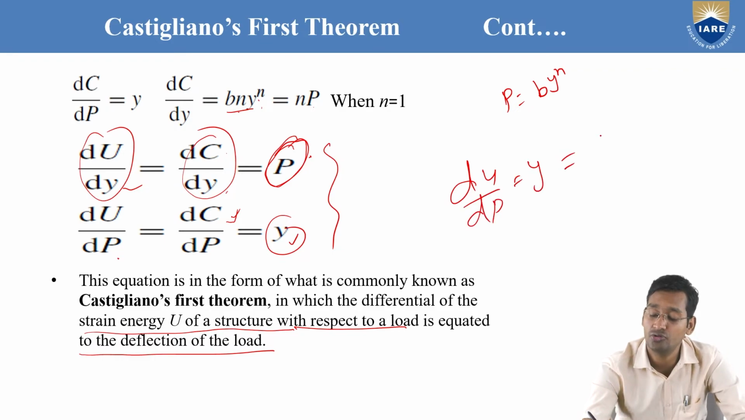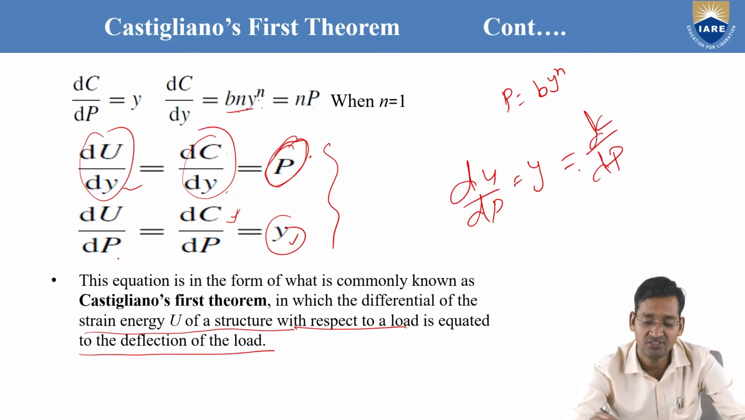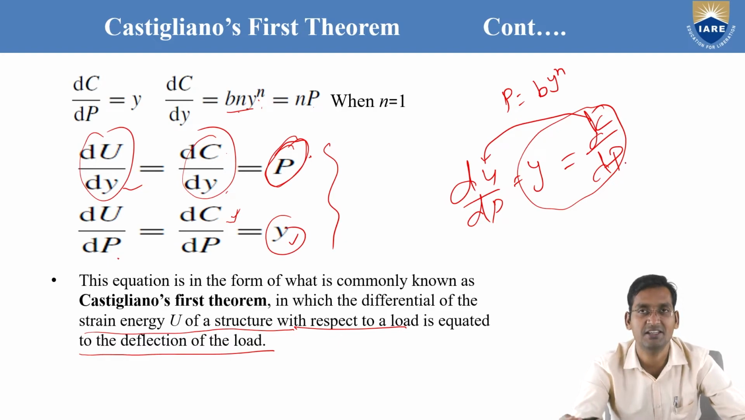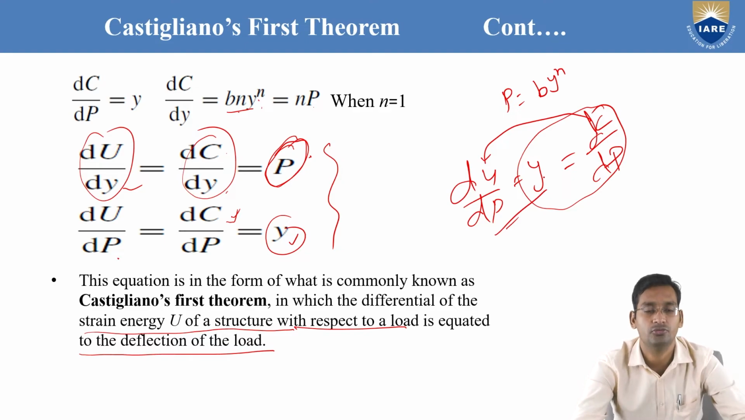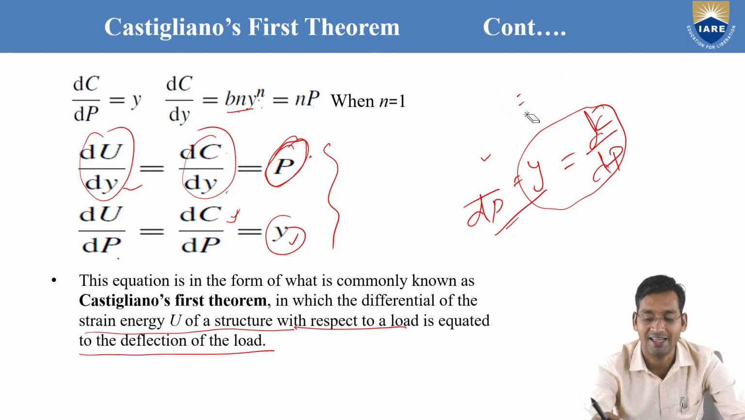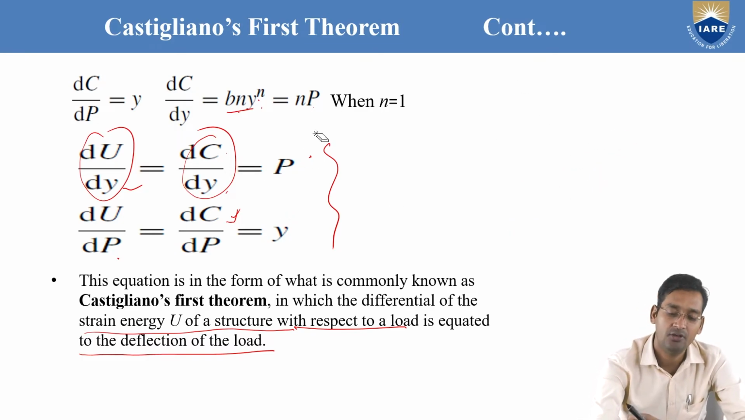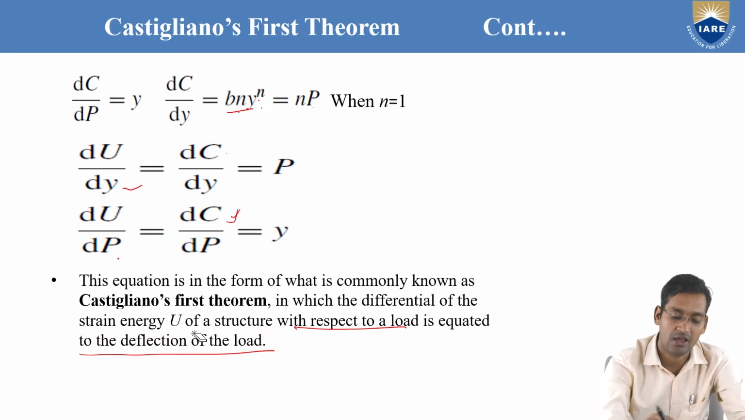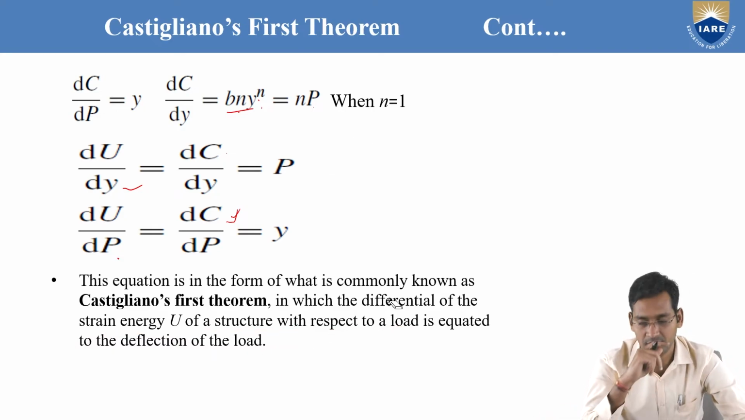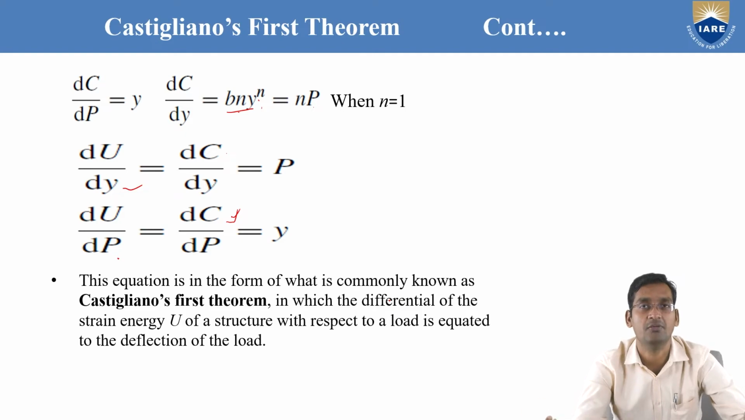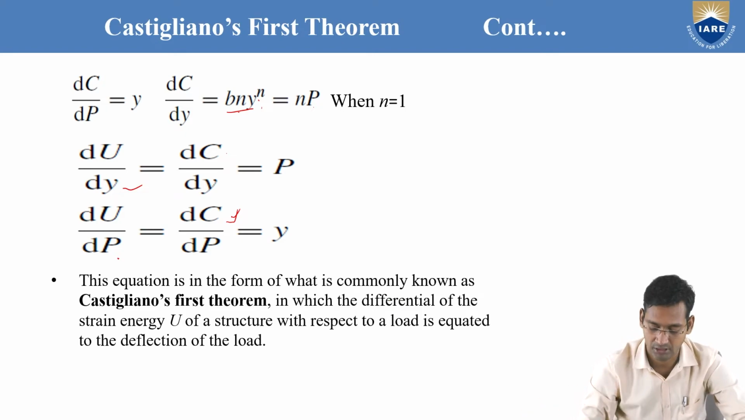That also is equal to dC by dP. Hence, once we know this, we can say that dC by dP is equal to dU by dP. Hence, dU by dP is also equal to y. So now we can go with the complementary energy method, and once we have the complementary energy, we can say that complementary energy is equal to the strain energy, and with that we can find the deflection.